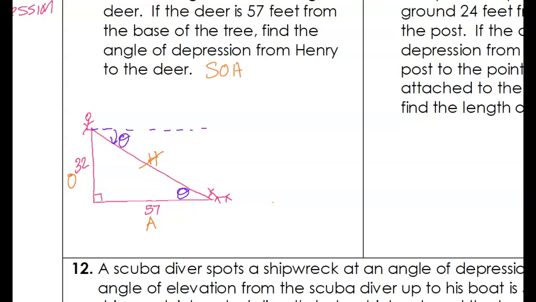So by SOHCAHTOA, which trig function am I using? Tangent, yes, TOA, O and A. So tan of theta, theta is what we're solving for, is O over A. O is 32, A is 57. How would you go about solving this?